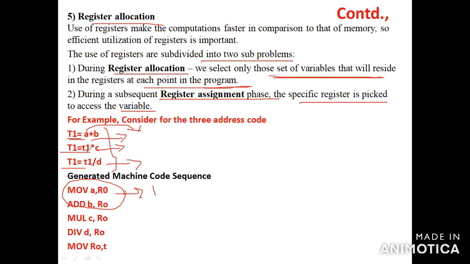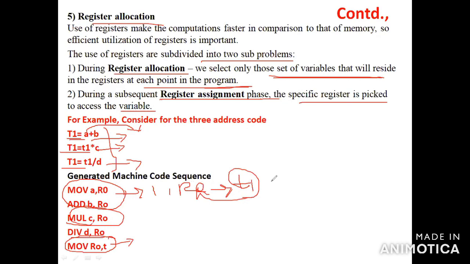Second one, T1, move of C comma R0. Now the R0 value can be moved from T1 only. It's correct. Then multiplication of C comma R0. So T1 can now be moved from R0. Next, div of D comma R0. Lastly, all the value can be moved from the temporary variable T1. So this is for allocation and assignment.